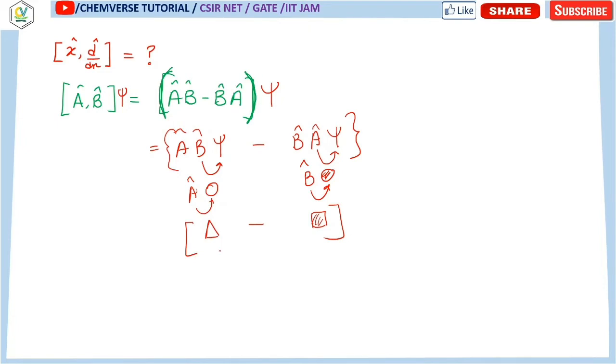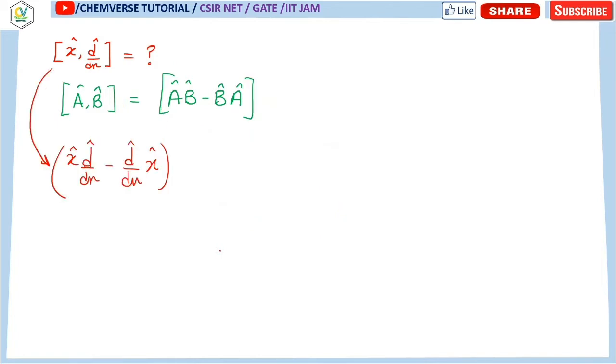Now I am going to give you an example of how we solve this kind of problem. Let's write it in the form of AB minus BA. In this way I am writing this. So the commutator of x and d/dx means x d/dx minus d/dx x. Now I am just operating it on a function psi. So I can write x d/dx psi minus d/dx x psi. Now if x is operated on some function, then it's nothing but multiplication with x.